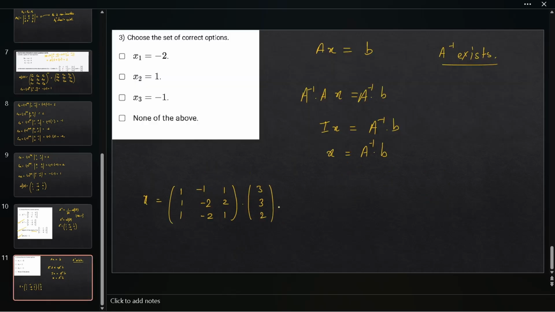So now if we solve this, we are getting 1 times 3, that is 3, minus 1 times 3, that is minus 3, and then plus 2. Then it is 3 minus 6 plus 4, and then it is 3 minus 6 plus 2. So it is equal to 2, 1, and minus 1. So this is your answer.